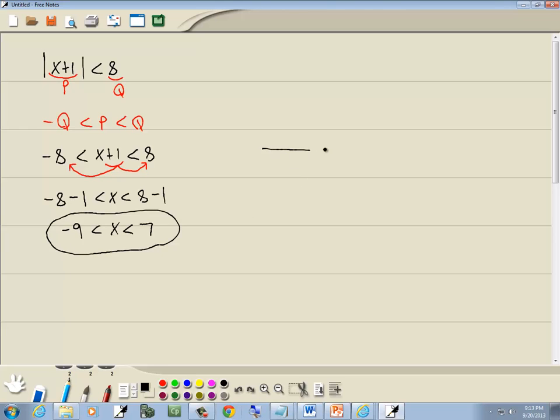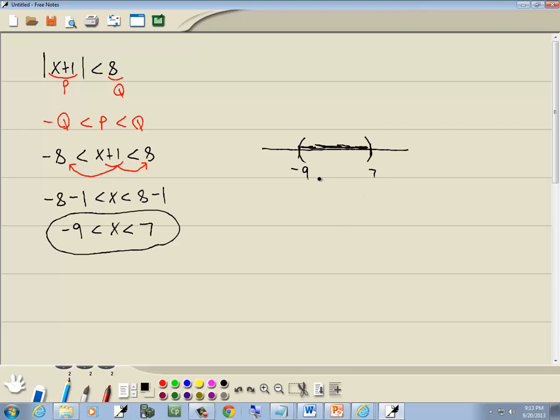Now let's look at our graph. It's going from negative 9 to 7. Now it's a less than here, so this is a parentheses. It's a less than here, so this is a parentheses. If any of them had been less than or equal to, line underneath. Line underneath means brackets. And then we shade what's in between them.